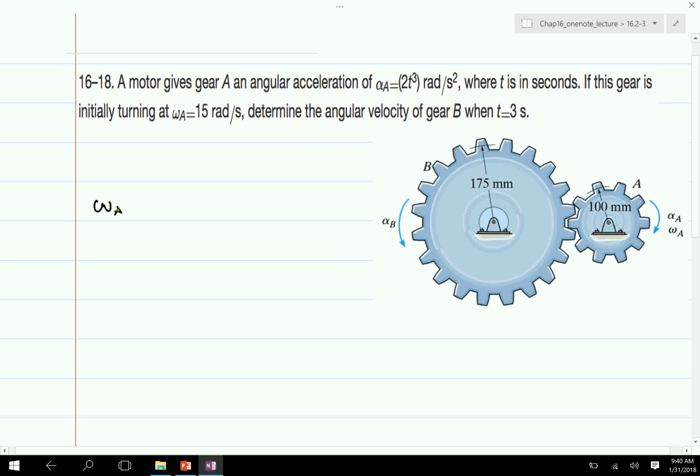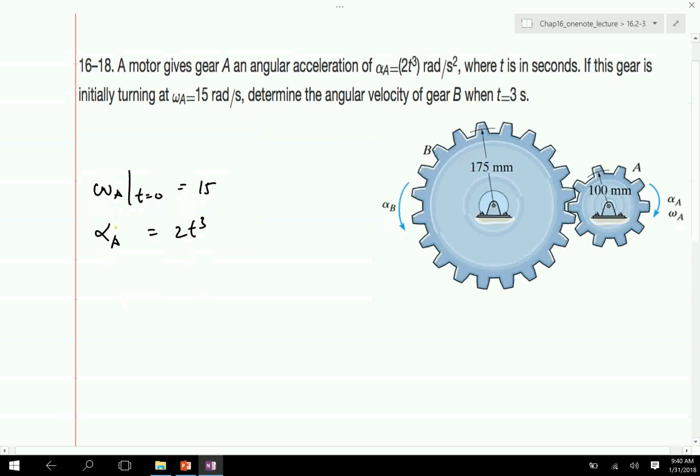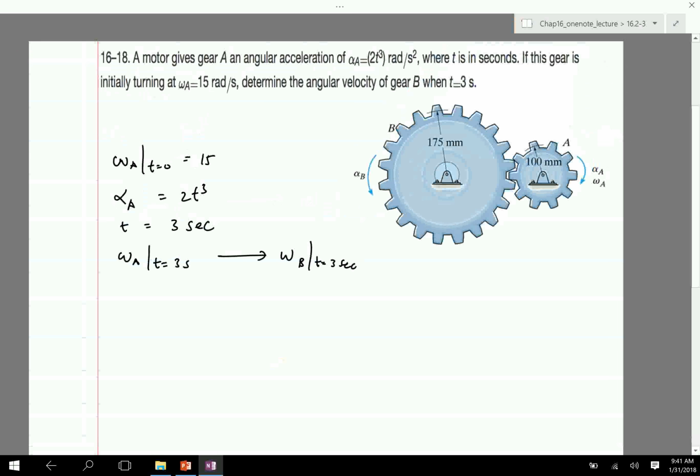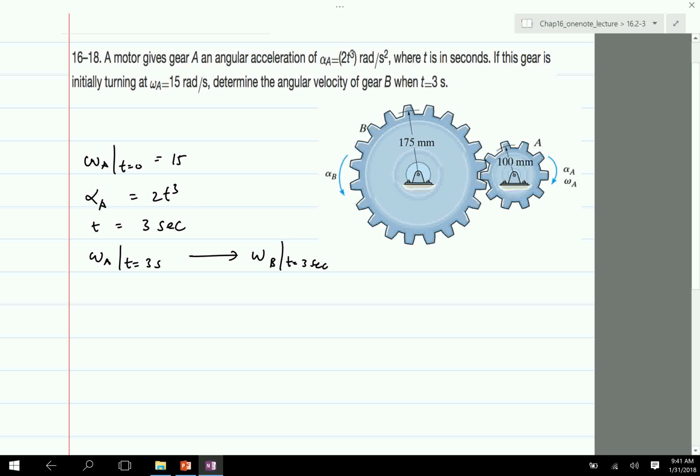So omega A at t equals 0 is 15. Alpha A equals 2t cubed, and we're given that time is 3 seconds. We want to find omega A at time equals 3 seconds, and once we do that, we will then find omega B at time equals 3 seconds. Okay, so that's the approach. As I told you, if alpha is not a constant, it's a function of time, you cannot use the formulas which have constant acceleration, so we'll have to use d omega A dt is alpha A.